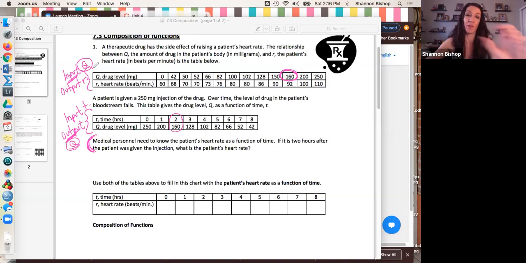You had to look at the Q of T function first, input T, output Q. Now you're holding the output of Q in your hands, but then you take that Q and you plug it back in to the first table. So you totally did a composition of functions when your eyeballs took you through that process.